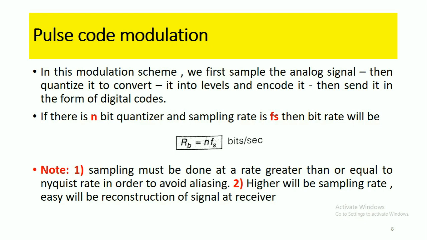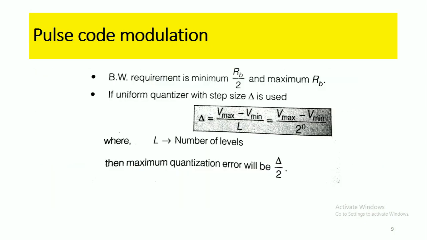And at the same time, the higher the sampling rate, the easier the reconstruction of the signal at the receiver. So in pulse code modulation, the bandwidth requirement is minimum when it is Rb by 2 and maximum when it is Rb.